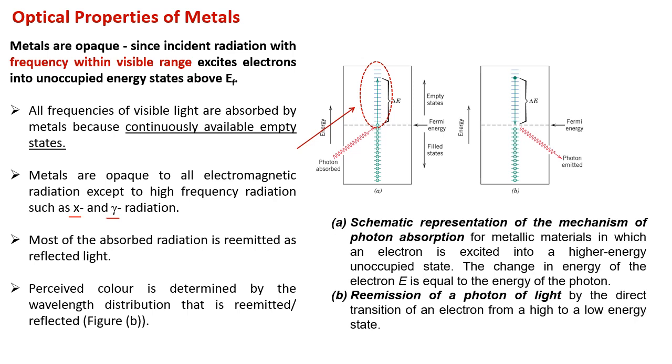So the metals are opaque because no electromagnetic radiation can pass through the metals. There is no transmission because all of the photons from the electromagnetic radiation have been absorbed by the excitation of the electrons from the valence band to the conduction band. So the electron from the valence band will be excited to the conduction band continuously. The excitation process keeps on going because in metals the conduction band and valence band overlap.